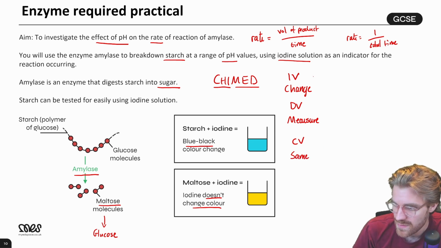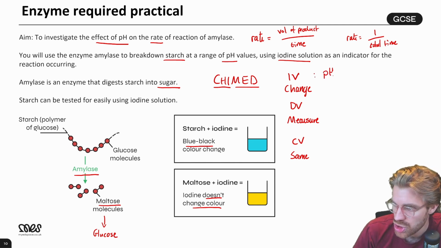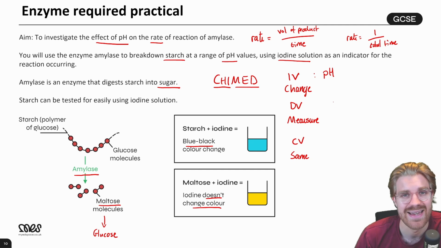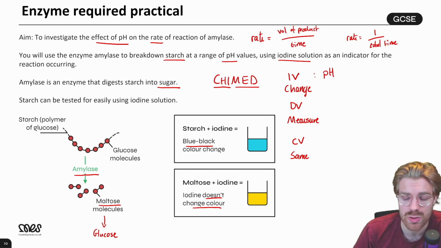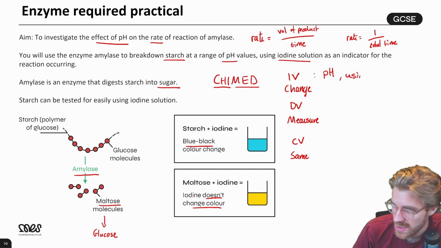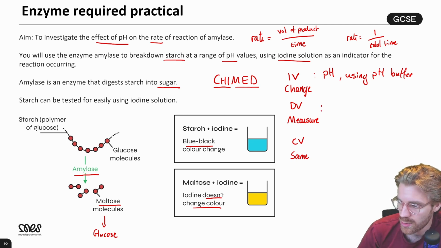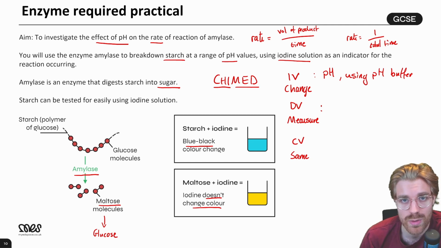So in this investigation, our independent variable is the pH of the solution. And how do we change that? We're going to use something called a pH buffer. So a pH buffer is going to change the pH and it is going to keep it at a constant level. Fortunately, we don't need to know how pH buffers work because they're quite complicated, and you'll learn about that in A-level chemistry.